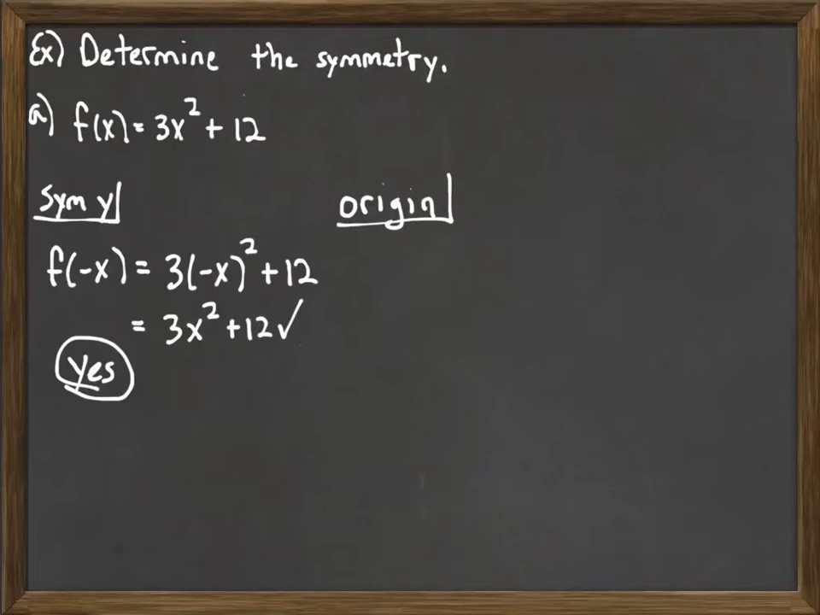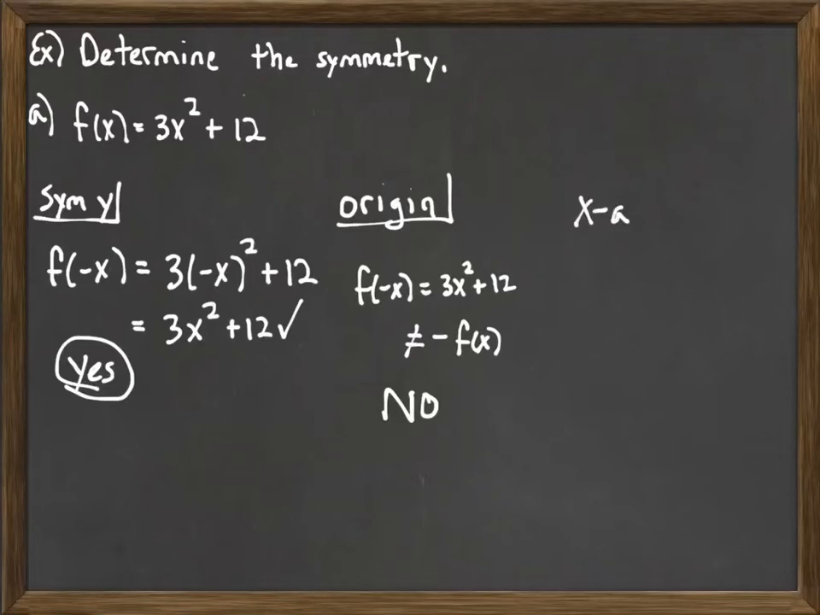Now for symmetry about the origin in terms of a function, what we do is we replace the x with negative x, just like we did with the symmetry about the y test, except instead of it needing to be the original function, it needs to be the opposite of the original function. Well, we already know from what we just worked out that f of negative x is 3x squared plus 12. And that is not the negative of the original function. And so therefore, there is a big no there for symmetry about the origin. We don't have symmetry about the origin here with our function.